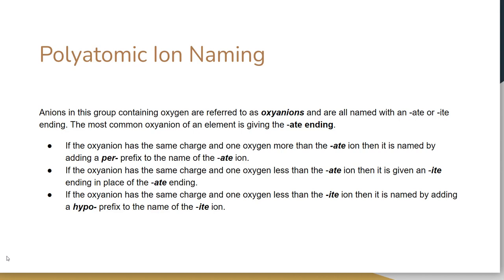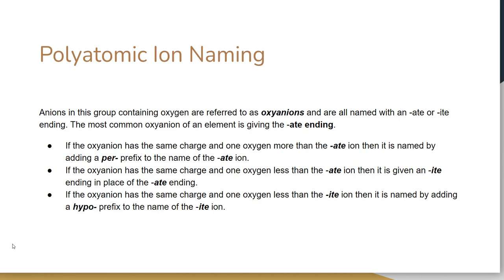If the oxyanion has the same charge and one oxygen less than the ate, then it is given an ite ending in place of the ate. If the polyatomic oxyanion has the same charge and one oxygen less than the ite, then it is named by adding the hypo prefix to the name of the ite ion. This sounds a little difficult to go through, so let's just go through some examples here on a polyatomic ion chart.